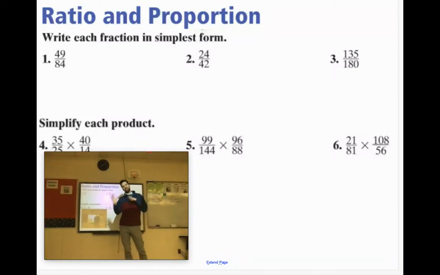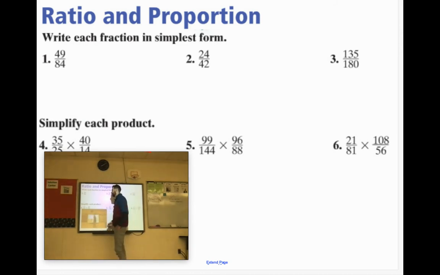Ratio and proportion, similar figures, scale drawings, it's all something we've already touched on, but of course we're going to dial it up a little bit today. So we're just going to start off with simplifying some simple fractions, because being able to do that will make the ratio and proportion portion a lot quicker, a lot easier.